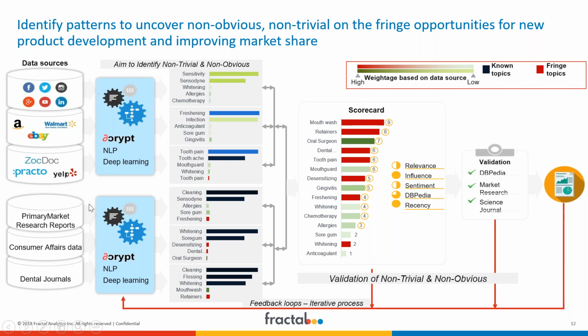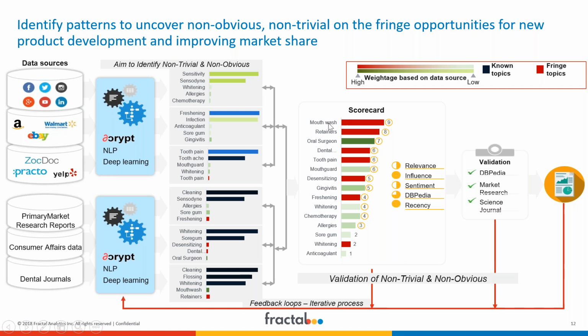Based on that, what Fractal has is a proprietary suite of NLP algorithms, which we call Decrypt, which include different things like topic modeling or sentiment analysis. We use Decrypt in order to extract various topics that were available in these reviews, as well as the dental journal text, as well as the market research reports. And then we ranked them based on known topics. Known topics are the topics that we are not going to be interested in, as well as fringe topics.